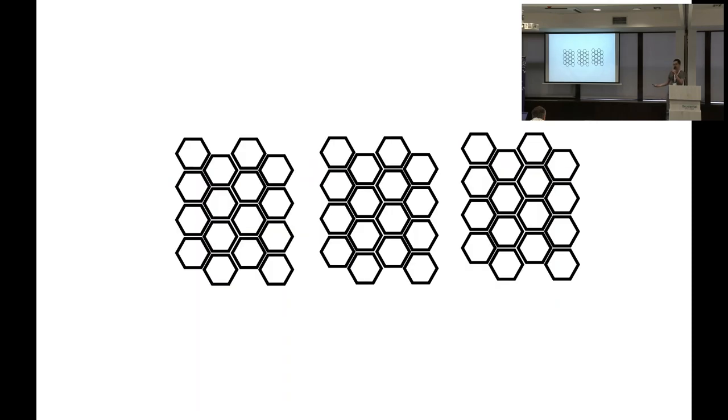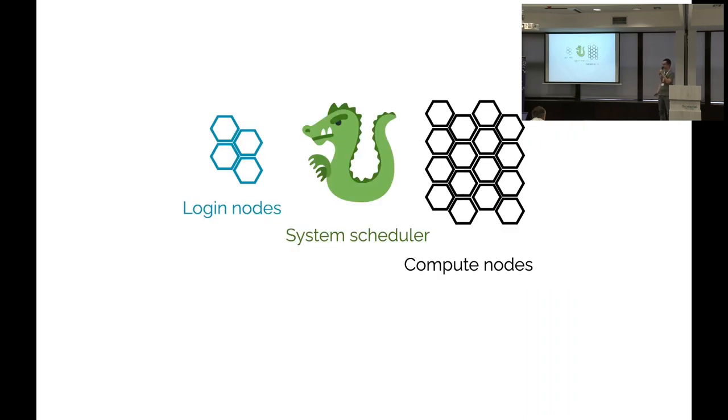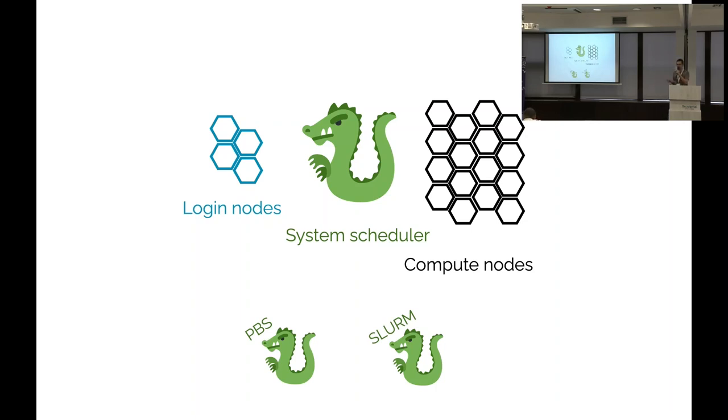But first, let's talk about clusters. And since we are at an HPC conference, let's talk about HPC clusters. So, what does one look like? Usually, we have a set of login nodes to which we can connect, manage our data, compile code, and so on. Then we have a set of compute nodes where we are supposed to actually compute our programs. And then we have a sort of gatekeeper in the form of a system scheduler. Usually, this is either PBS or Slurm. In the rest of the talk, I will just be talking about Slurm, but everything I say about Slurm will also be true for PBS.